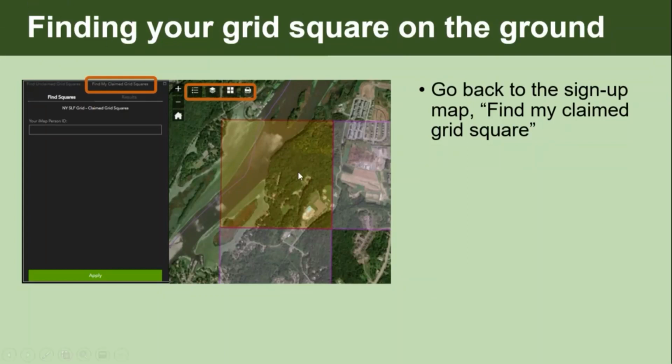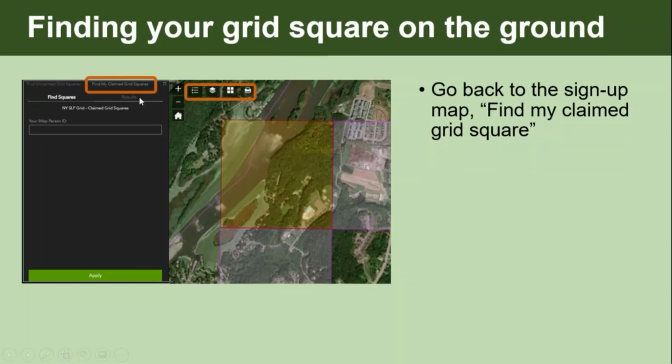Because once you're on the ground, it might be hard to try to get back to this map and try to see where you are on the map. So we have found that planning at the beginning kind of makes that process easier. And so when you sign up for a grid square, you could take a screenshot or print your map to make sure you always know that location. But if you don't do that, you can always go back onto the map and find your claimed grid square.